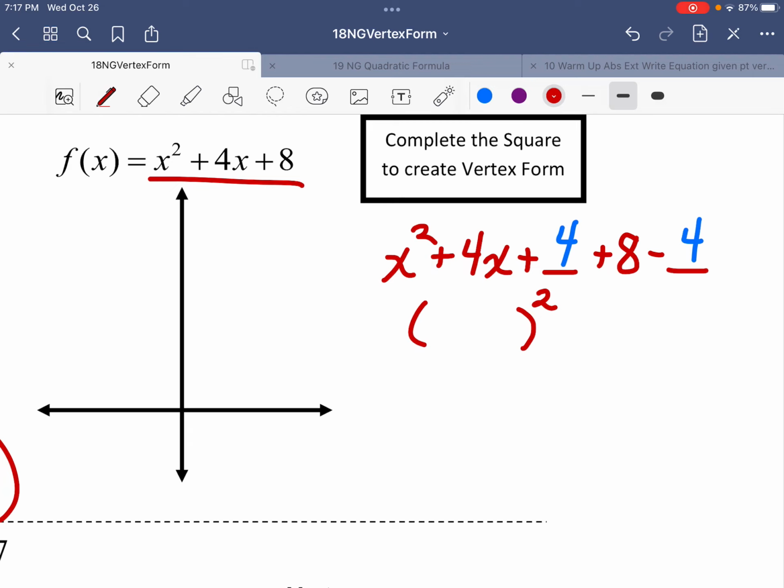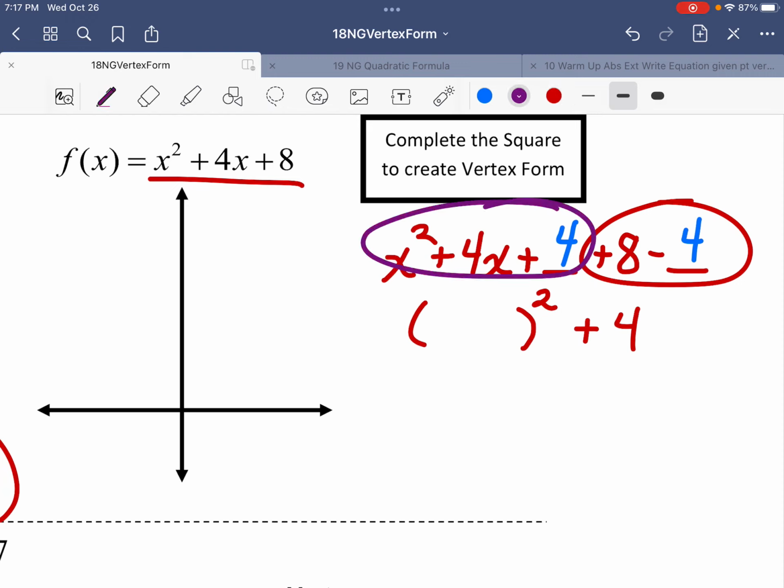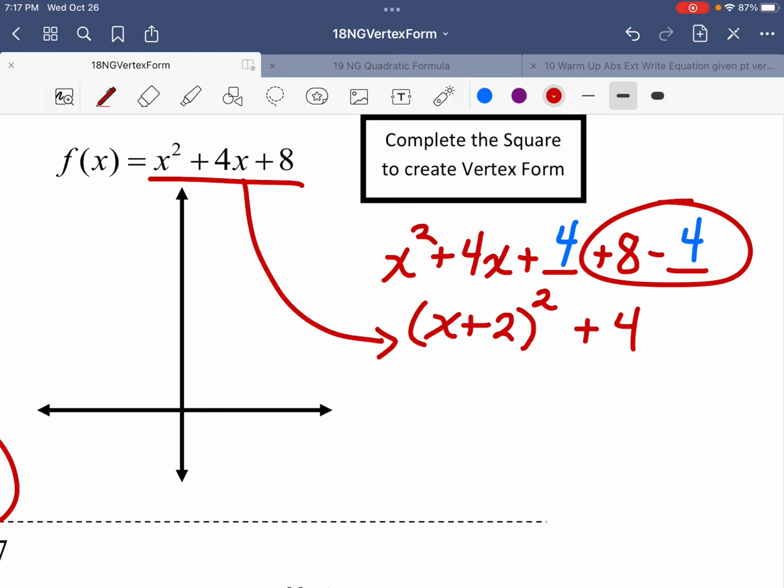So what does this do? Well, it allows me to rewrite the problem as something squared. By the way, 8 minus 4 out here needs to be simplified, and it will happen to simplify to be plus 4. But the most important thing here is that we realize that this part can be written as something squared. It's x plus 2. Well, we just changed this original equation to what's called vertex form.